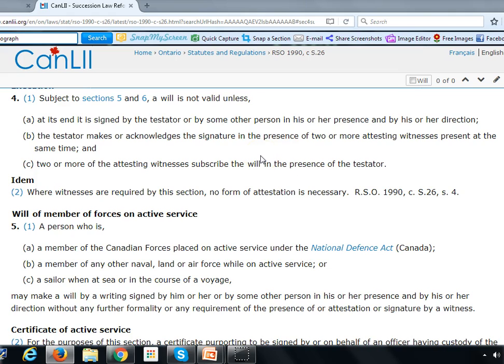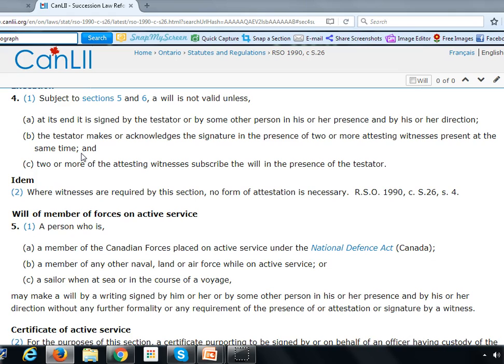What I want you to focus on in this specific section is that the requirements of how a will is executed are very specific, and if you do not follow the requirements in their true form, then the will may not be considered valid. I'll give you an example with respect to Section 4(1)(b), which says that the testator makes or acknowledges a signature in the presence of two or more attesting witnesses present at the same time.